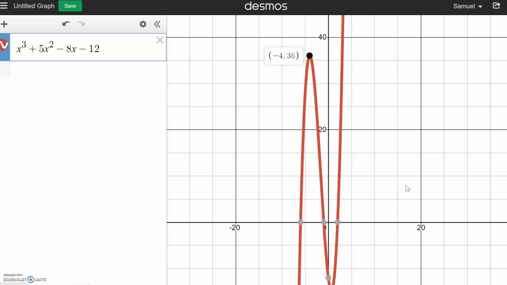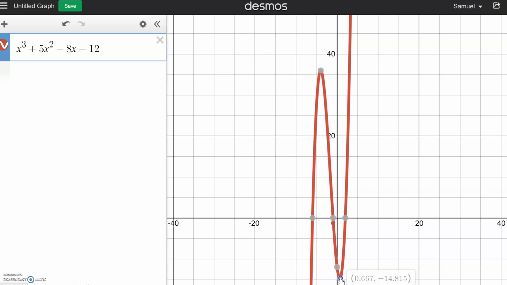So if you were just thrown off by that vocabulary, a local minimum is just sort of like the bottom of one of these curves, and then a local maximum is just the top of one of these curves.